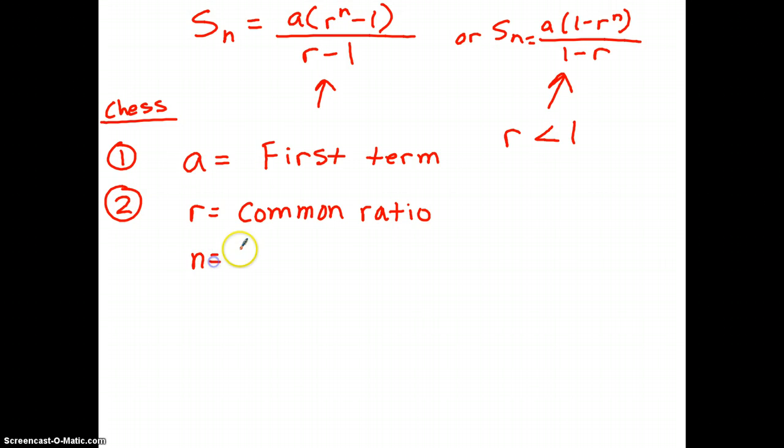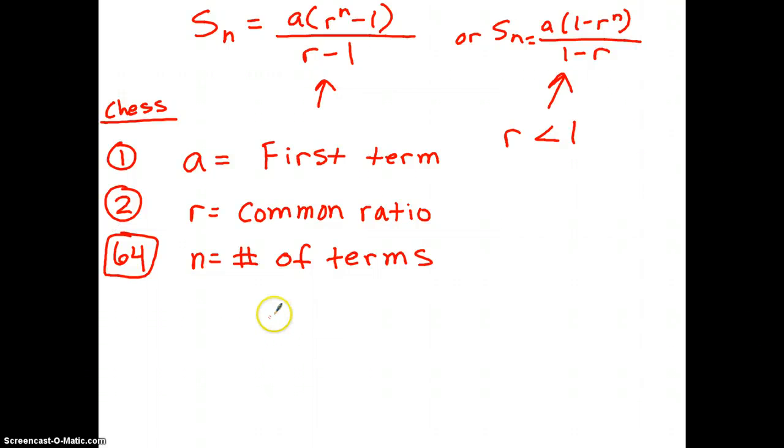And n equals the number of terms. For the chess problem, it's 8 by 8. There are 64 squares, so we would be adding this 64 times. So we would use 64 as n. So let's write this out in our formula. Let's not necessarily find it out. I want you guys to do that on your own when you come to class. That's actually what I'm going to ask you for the quick check.